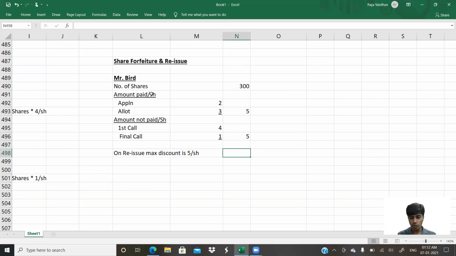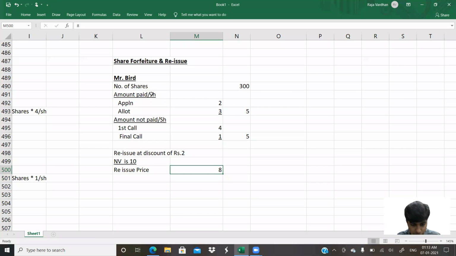So against this share, 5 rupees is already received. 5 rupees is not received. Now you are reissuing. At what price? Discount of 2 rupees. Okay, let me write this. Reissue. Discount of rupees 2. Nominal value 10. So what is reissue price? Reissue price in that case is 8 rupees. How did I get this? 10 minus 2.